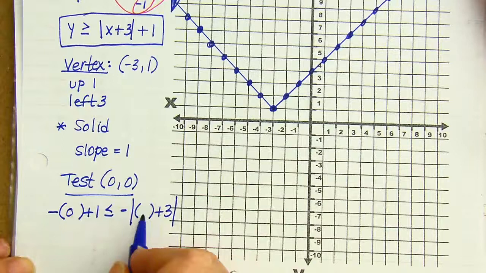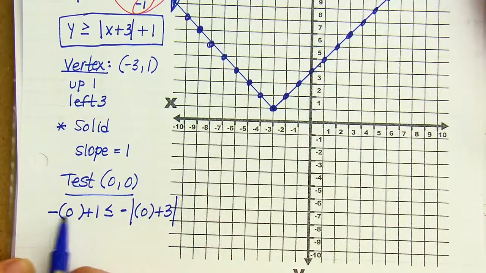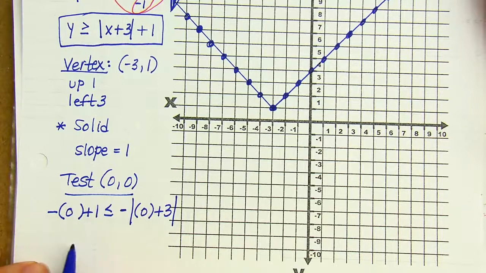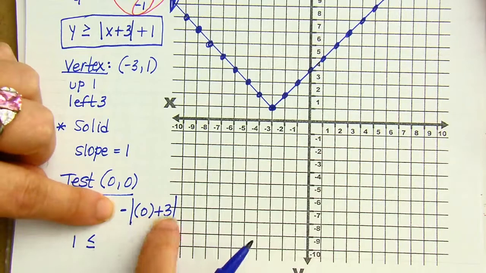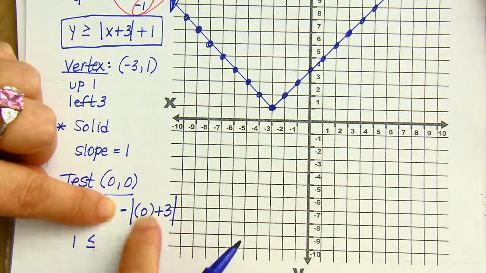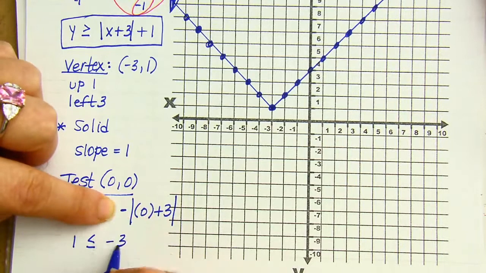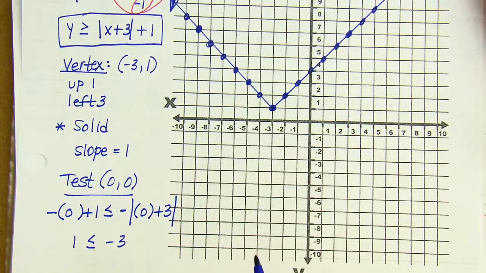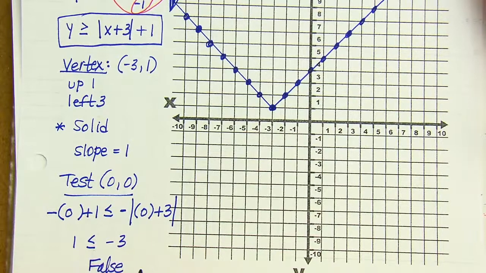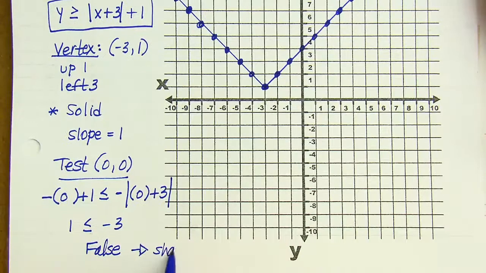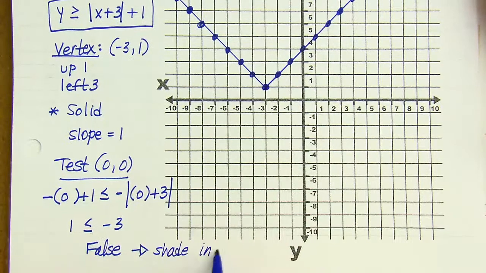I'm testing 0, 0. This -0, well, that's not a thing. That's still 0. This is like -1 times 0 is 0 plus 1 is 1. Less than or equal. 0 plus 3 is 3. Absolute value of 3 is 3, but make it negative, -3. And then ask yourself, is 1 less than or equal to -3? And you say, well, no, that's false. Since it's false, we're going to shade inside, away from the 0, 0.